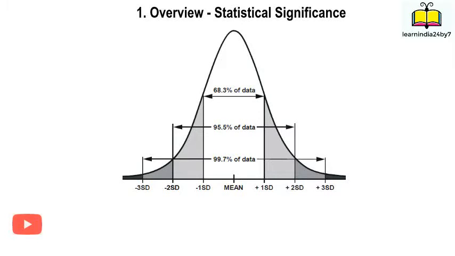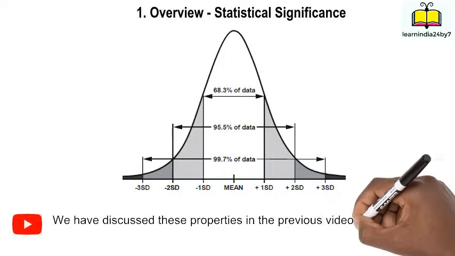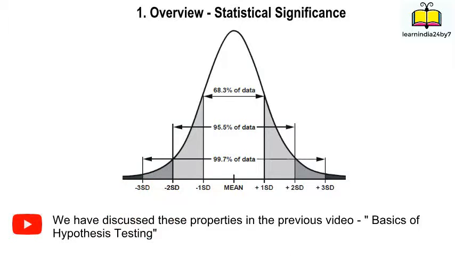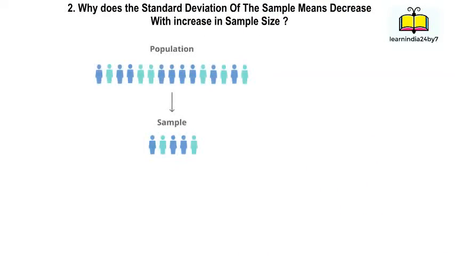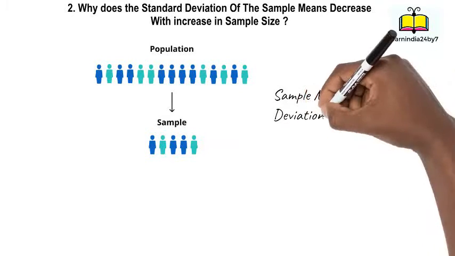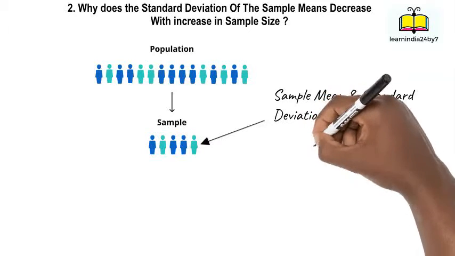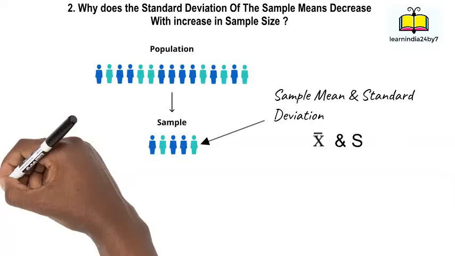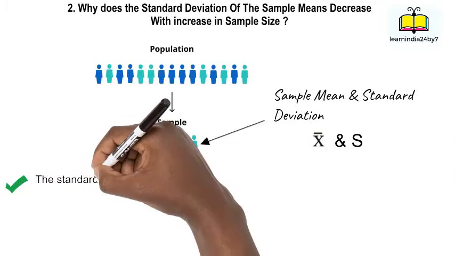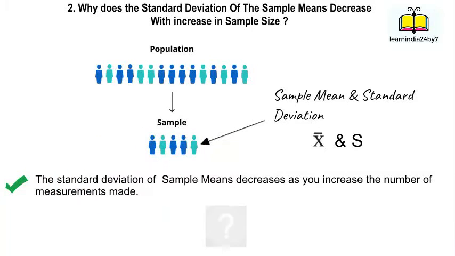We have discussed these properties of normal distribution in another video called Basics of Hypothesis Testing. We are interested in the standard deviation of the average value of all measurements we make, that is, the sample mean. The standard deviation of sample means decreases as we increase the number of measurements we make, that is, the sample size. But why so?